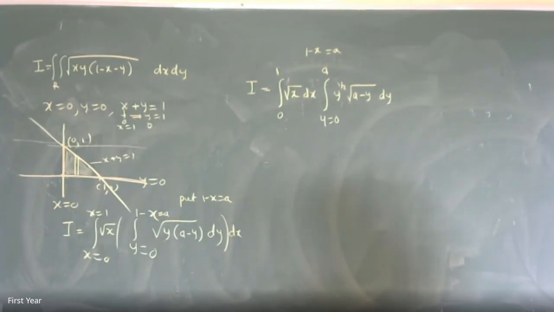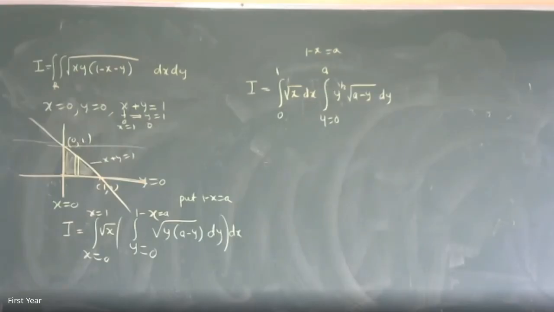If you remember, you have done M2 only. Have you seen this type of integration here? Y raised to some power and 1 minus y raised to some power. Who will tell me? Beta function. Absolutely right: y raised to m, 1 minus y raised to n.